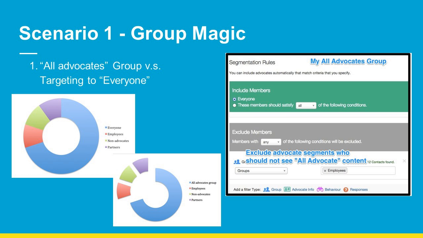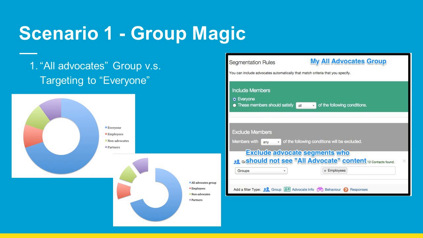Group magic. Group segmentation is really important, as I've repeatedly said throughout the class. Creating groups can help you organize your hubs so much better in terms of knowing the type of advocates in your hub and to target challenges and rewards based on the groups of people.